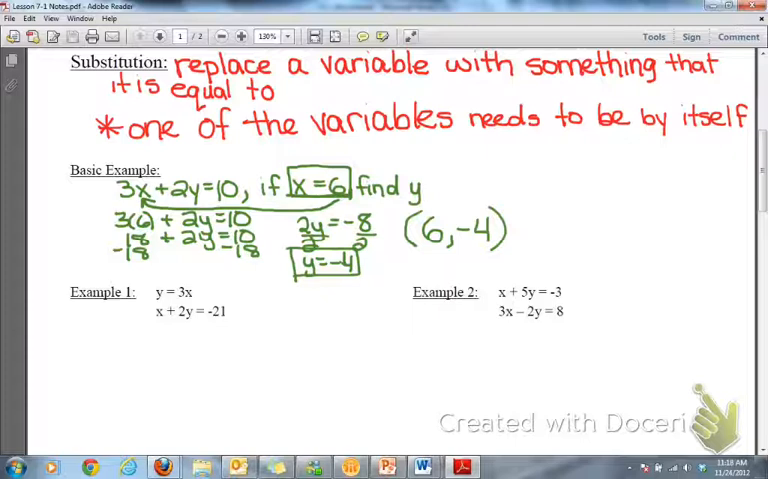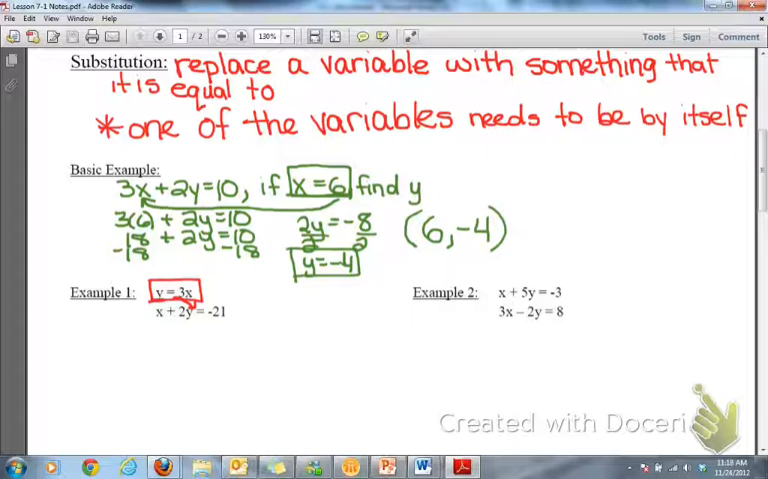So in example 1, it tells you that y equals 3x and x plus 2y equals negative 21. So you can see that the y in this first equation is already by itself. That's a good thing. Remember I said up just above, one of the variables needs to be by itself. And y already is by itself. That's awesome. So since y equals 3x, we replace the y in the second equation with the 3x.